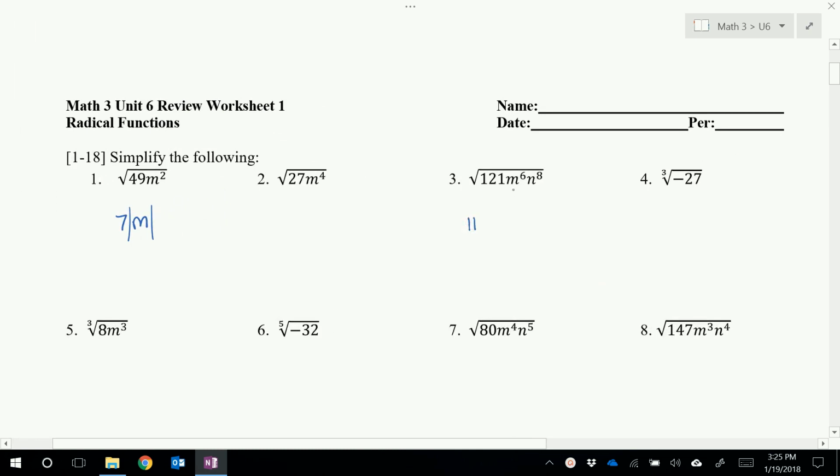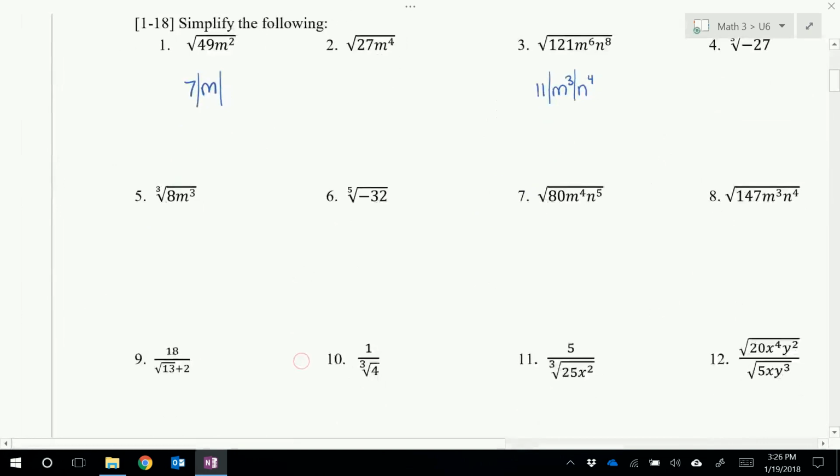m to the 6, we have 6 m's, and so we have 3 groups of 2. And 8 n's, we can group that in 4 groups of 2. Again, we need to make sure our answer is positive, and we're not sure if m cubed is positive in this case, and so we're going to put absolute value around that.